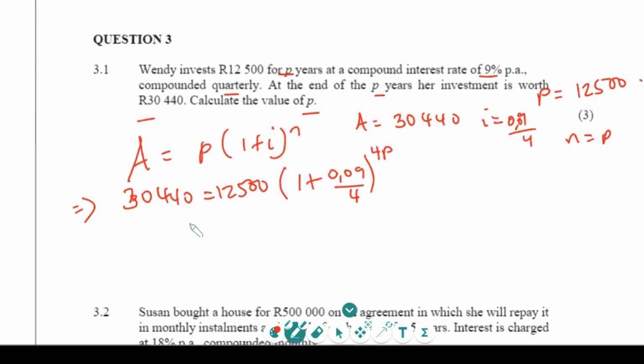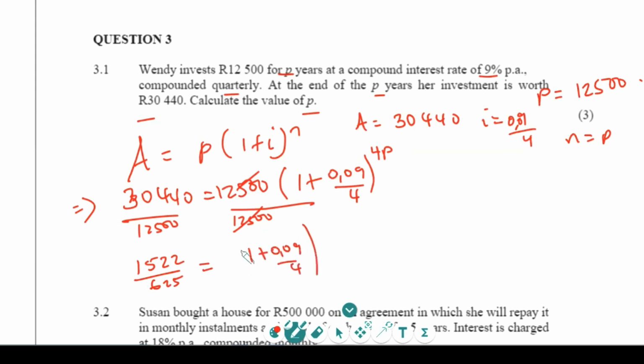Then I'll divide both sides by 12,500. So this will cancel that, and this is going to give me 1522 over 625 is equal to 1 plus 0.09 over 4, to the 4P. I don't want to simplify it. At this point, since I'm looking for unknowns within the exponential format, I need to introduce logs on either side of the equal sign.